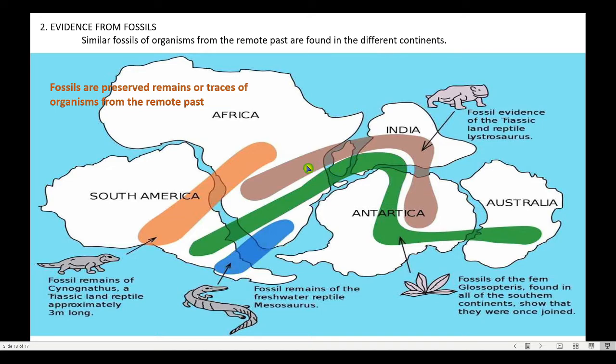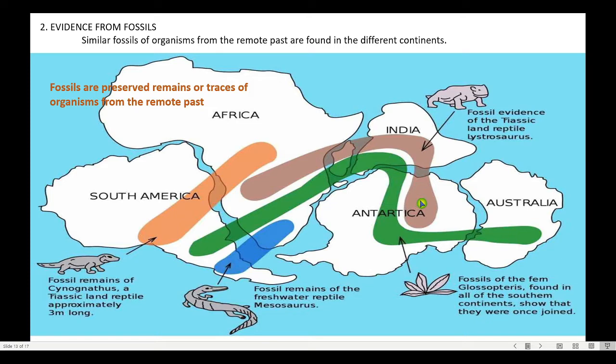Then here we have the fossil of Lystrosaurus. It's a land reptile. The fossils of this animal can be found in Africa, in some parts of India and Antarctica. It's also a land animal, and these continents are still separated by an ocean. So again, it is still impossible for the land reptile to travel from one continent to another.